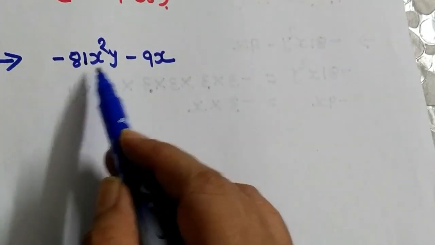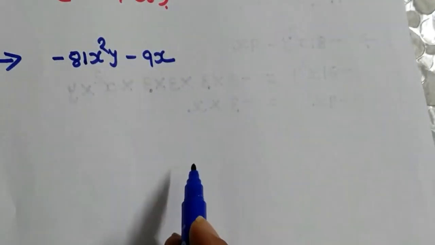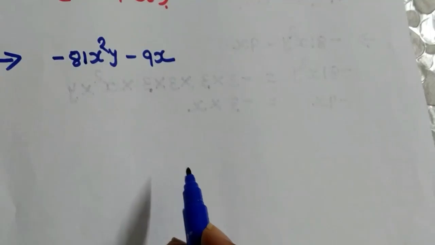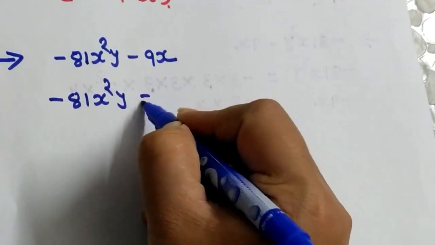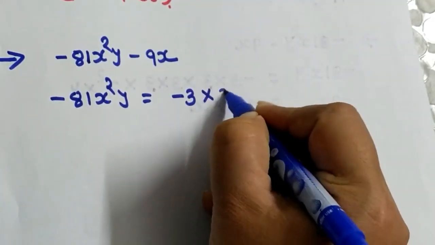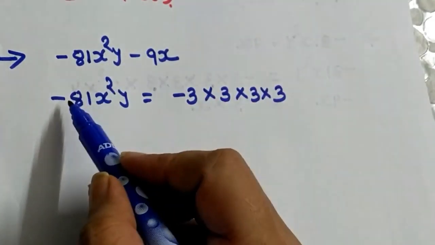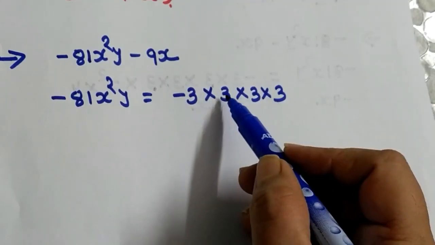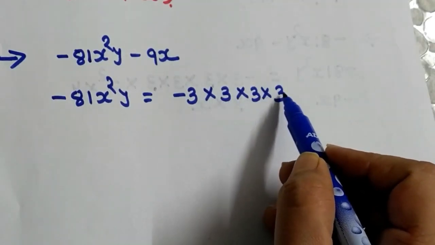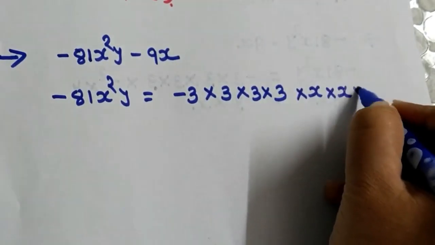Let's take one more example. Here also there are two terms in this algebraic expression, minus 81x square y and minus 9x. So again we will write the prime factors of each term individually. So minus 81x square y is equal to minus 3 multiplied by 3 multiplied by 3 multiplied by 3. Here because it is minus 81, we will take minus only one time. So minus 3 multiplied by 3 multiplied by 3 multiplied by 3, so 81, and here x into y.